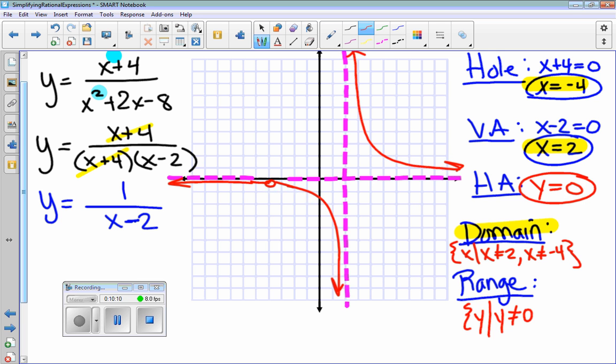How do you see 0? Because it's a horizontal asymptote. Right? So I know for a fact it can't be that.